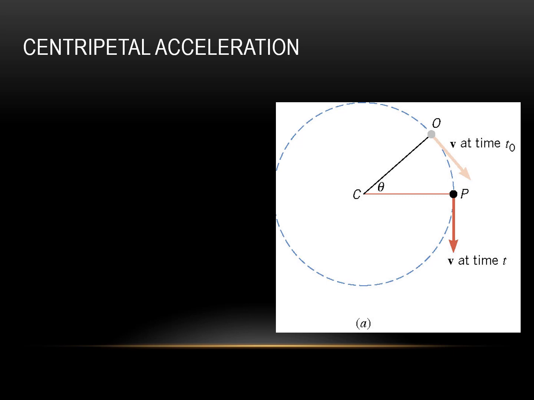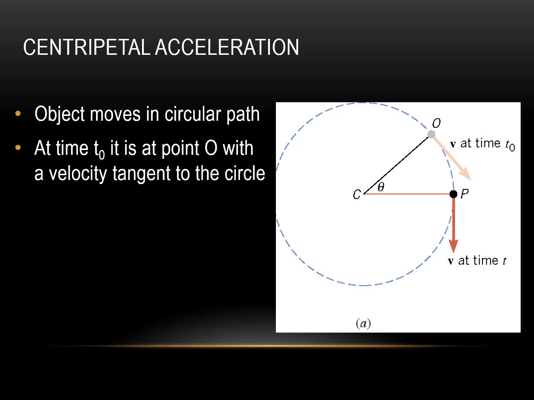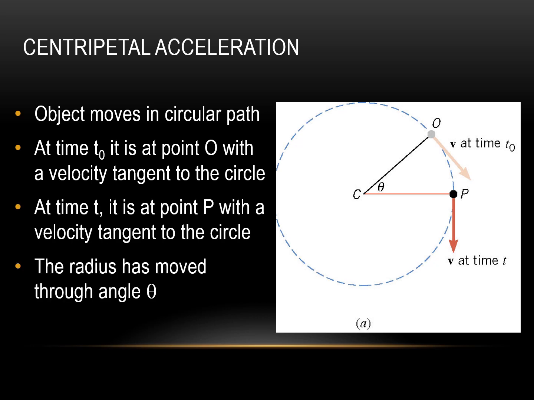Centripetal acceleration is the acceleration experienced by an object moving in a circular path. It is directed toward the center of the circle and is required to keep the object moving in that circular path. The magnitude of centripetal acceleration can be calculated using the formula a = v²/r.